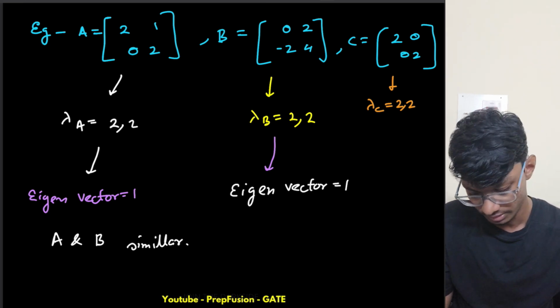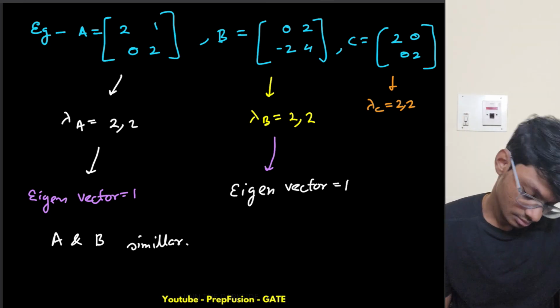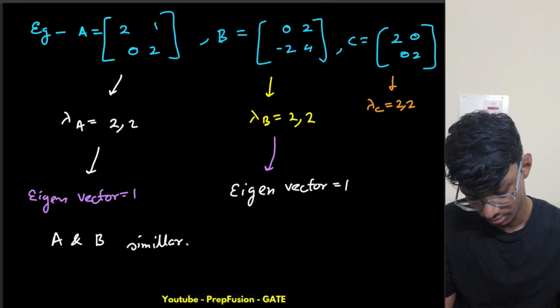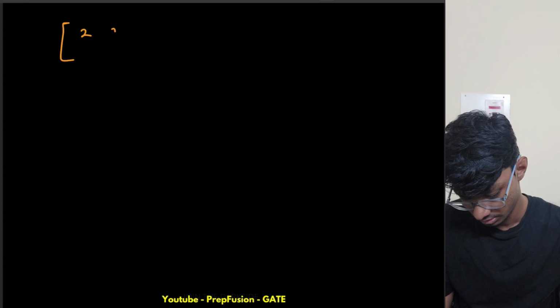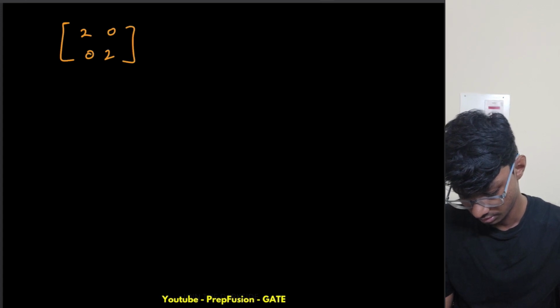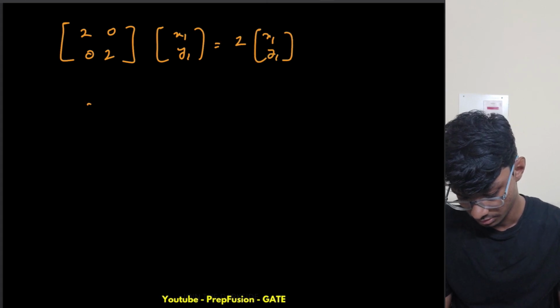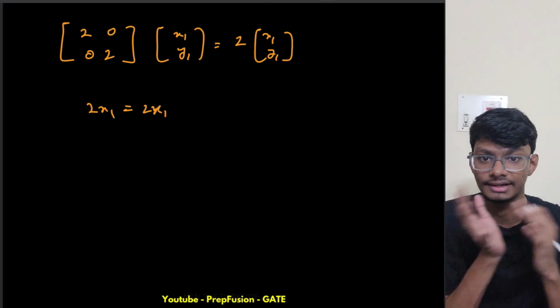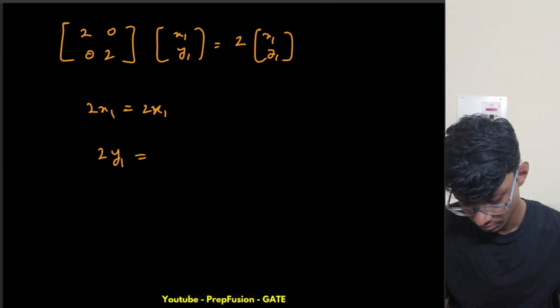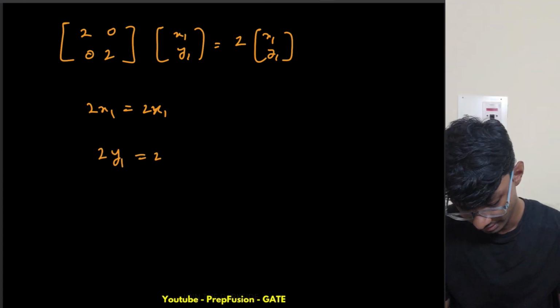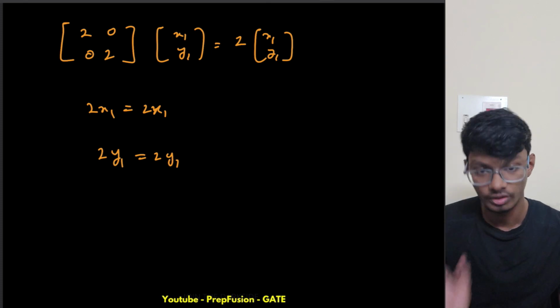So let me solve that here. From there you will understand. This is like [[2,0],[0,2]] times [x1, y1] equals [2x1, 2y1]. So this is 2x1 equals 2x1 itself, so x1 can take any value, and this is 2y1 equals 2y1, so y1 can also take any value.